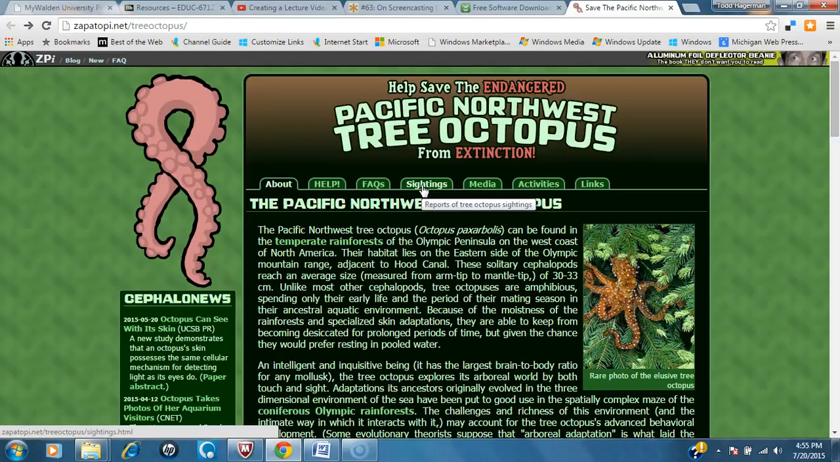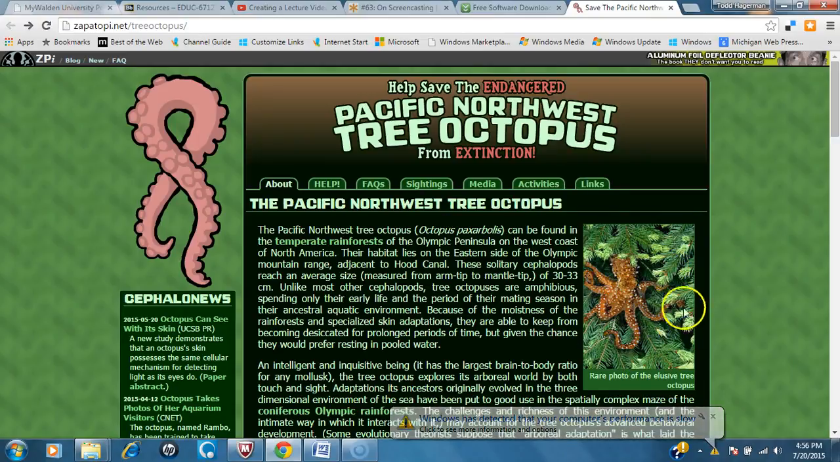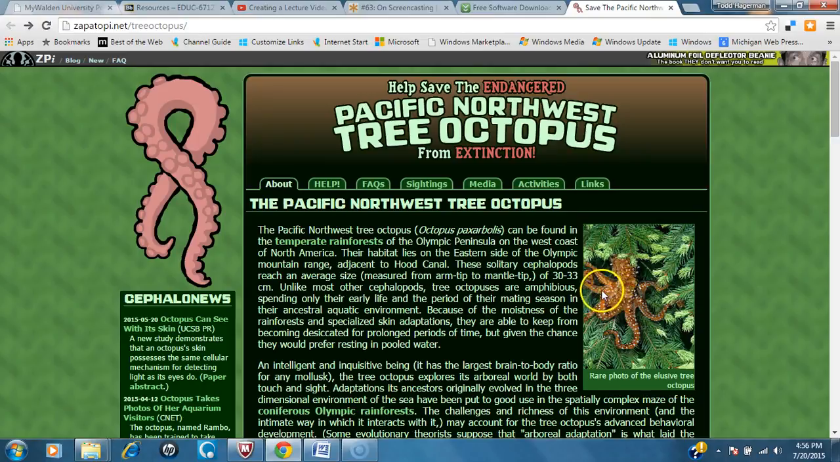We have to be very careful when we're judging our websites to make sure that we are getting credible information from credible websites. And this website looks very official. It has a very nice photograph of a Pacific Northwest tree octopus, which makes it look official, but this is definitely not an official website to get research from.